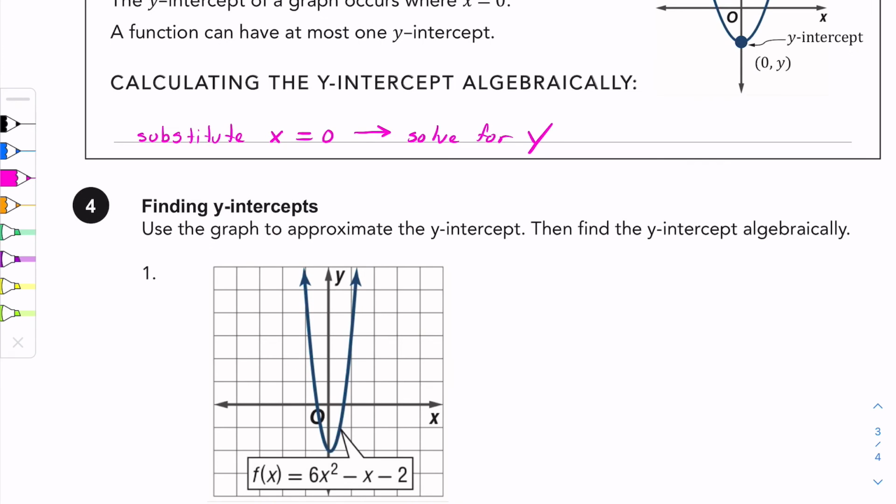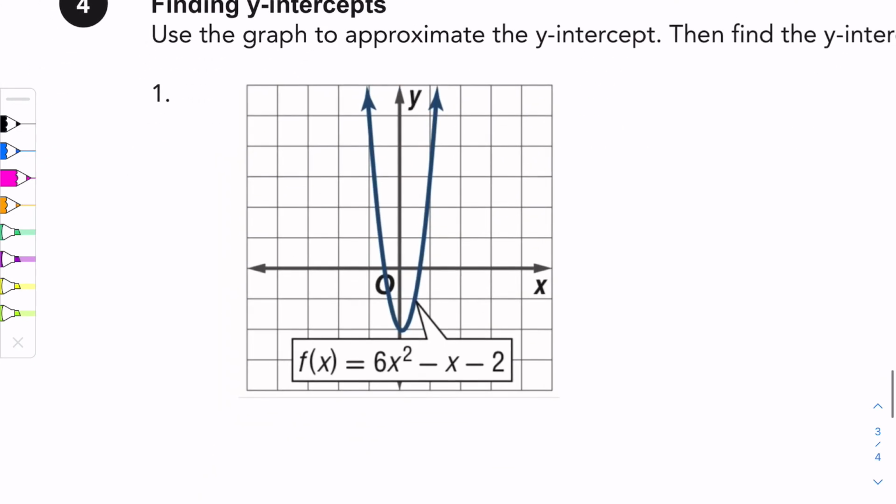Number 4 says to use the graph to approximate the y-intercept, then find the y-intercept algebraically. If I look at the graph, it appears that the y-intercept is right here. So I'm just going to say, graphically, it appears the y-intercept is at -2.